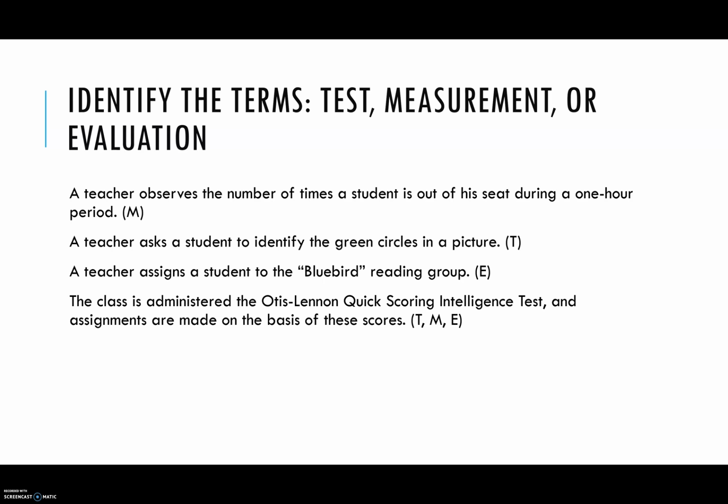The next one: a teacher asks a student to identify the green circles in a picture. This would be a test. Not extremely difficult unless you are colorblind. A teacher assigns a student to the Bluebird reading group. In this case, there is some form of evaluation or measurement where you have to make a subjective judgment, and you did use evaluation. Then, the class is administered the Otis Lennon Quick Scoring Intelligence Test, and assignments are made on the basis of these scores. Now, this one actually has all three items here. The test is the Otis Lennon, the measurement is these scores, and of course the assignments are made, so that would be the evaluation.